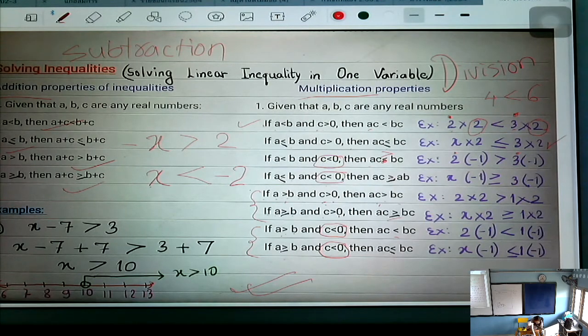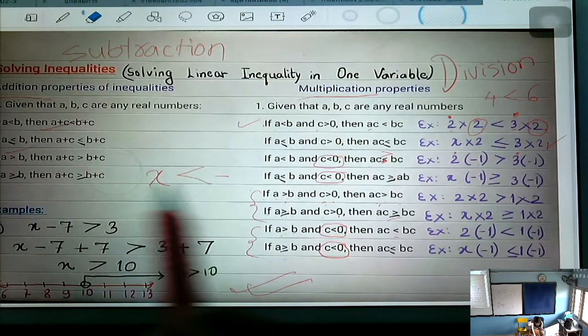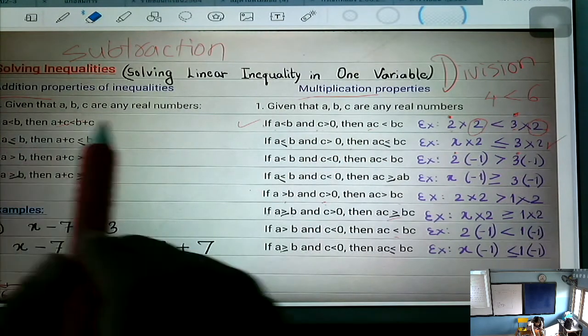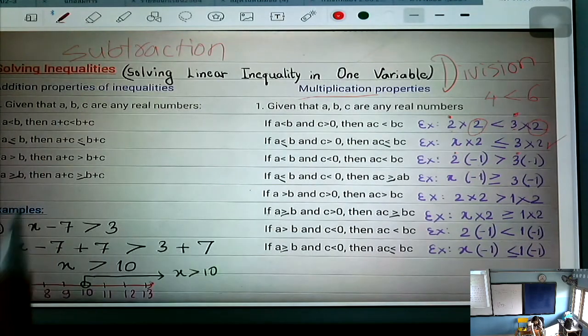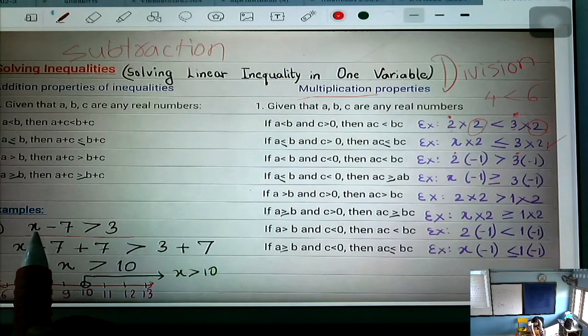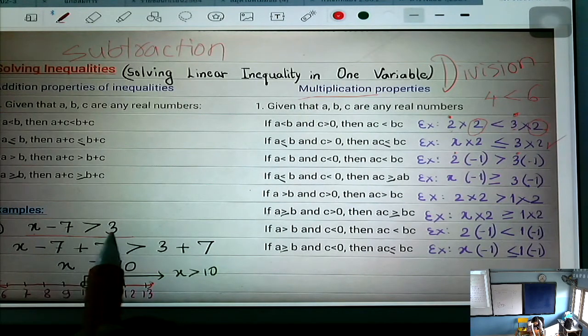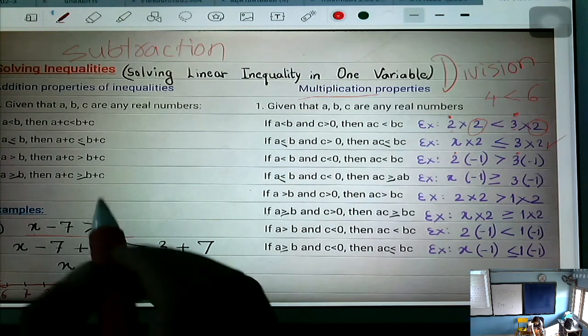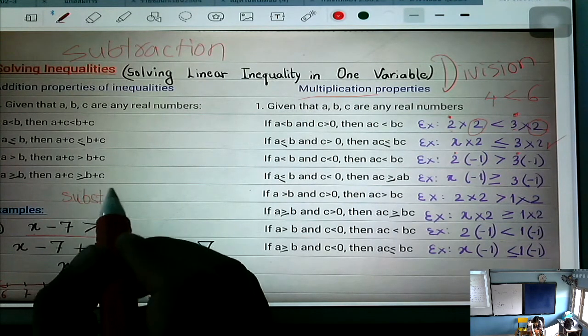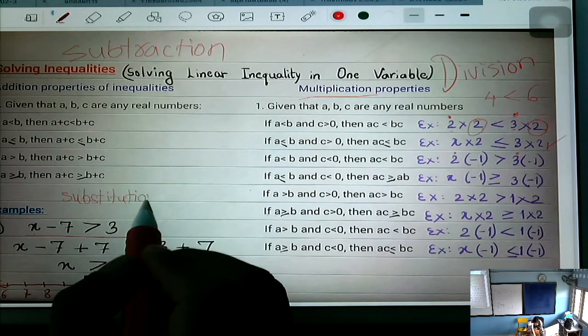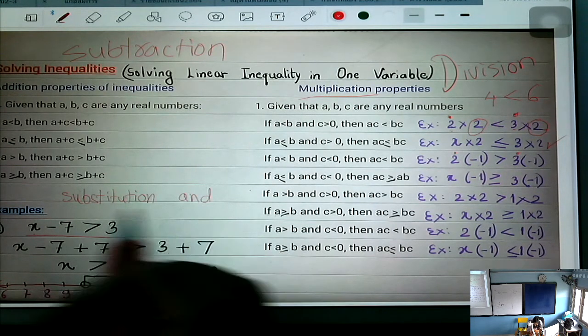Okay? Now, I hope you are clear. When you do examples, you will be more clear. Now look here. Our inequality is x minus 7 is more than 3. Now we use the substitution method. Substitution and elimination.